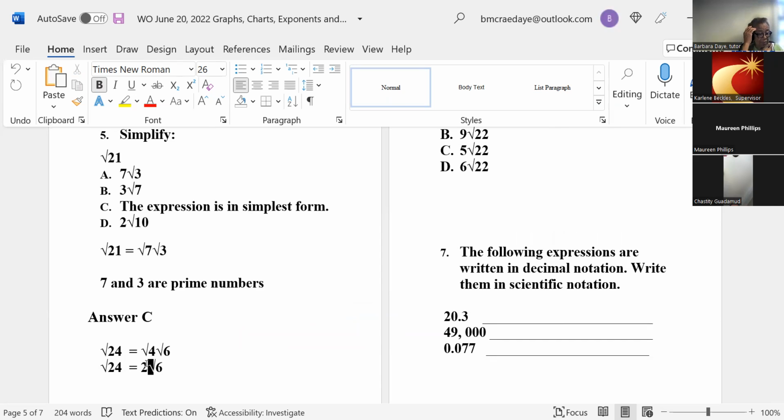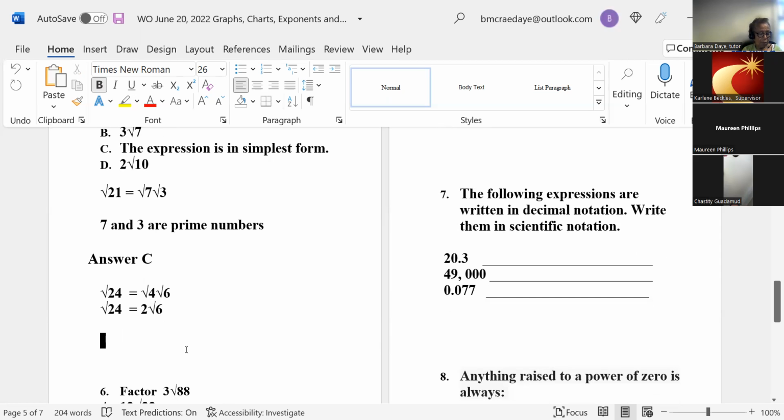Now, 6 has factors, right? What are the factors of 6? 2 and 3, but both of those are prime, so you don't have to go any further than this. Got it? That's another example where it's not in its simplest form, but the 6 here factors into 3 and 2, which are prime numbers. So 2 times square root of 6 is the expression you get when you factor square root of 24.